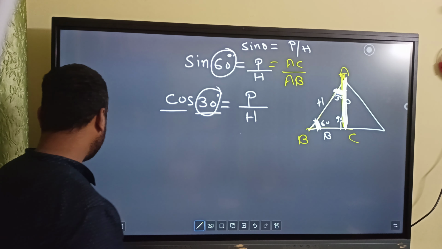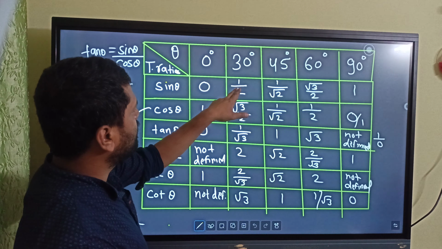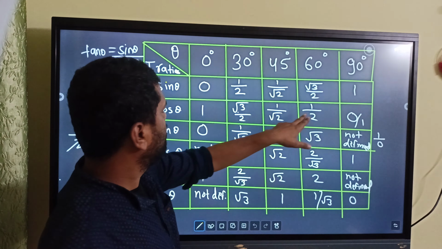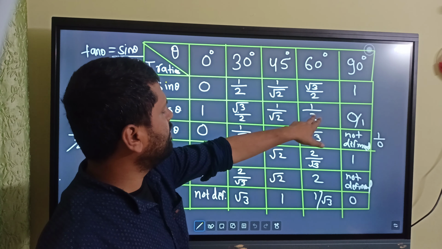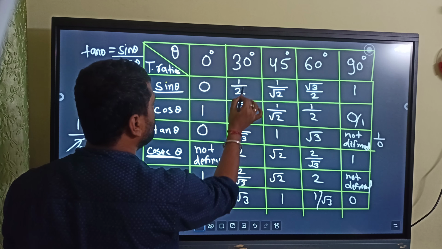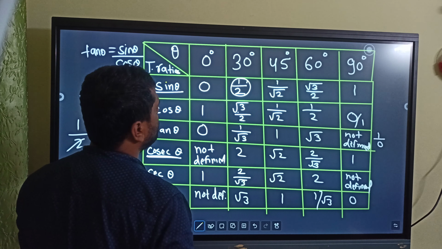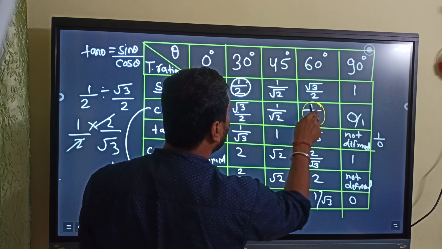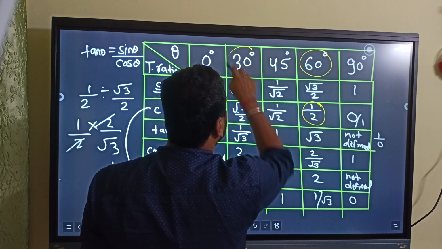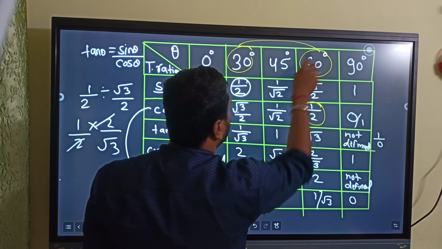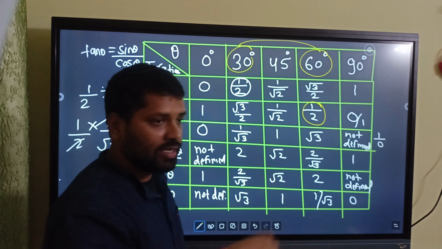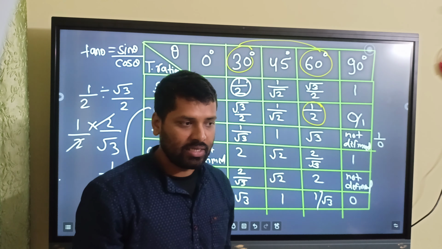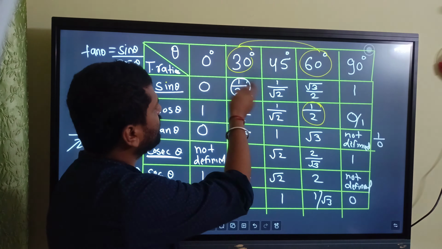Correct? 30, how much did you get? 1 by 2. And 60, how much did you get? Root 3 by 2. See, sine 30, how much did you get? 1 by 2. And cos 60, how much did you get? 1 by 2, 1 by 2. Why? Because 60 and 30 both are complementary. 60 plus 30 is 90. Correct? So if one angle is 30, another has to be 60. Understood? That's why it is going like that.